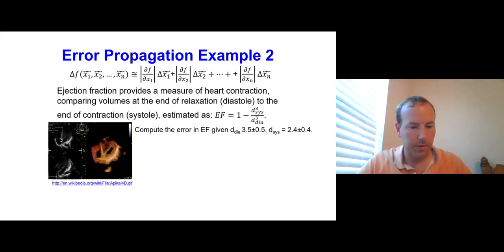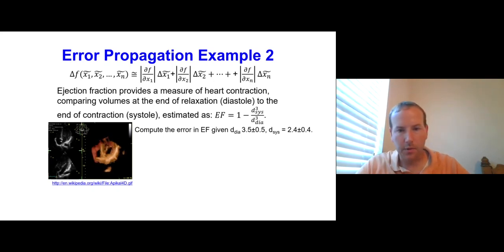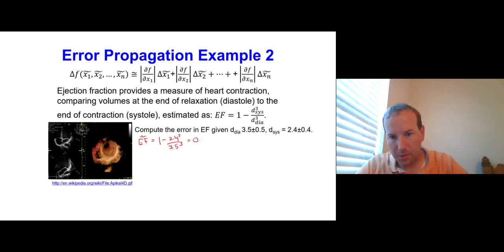So what we'll do here is apply the basic idea that we did last time, but now on this multi-dimensional version that you see above. We'll start off with our central estimate given by this equation right here, that EF is expected to be 1 minus 2.4 cubed divided by 3.5 cubed, which is just 0.678. So that's our central estimate of the ejection fraction.